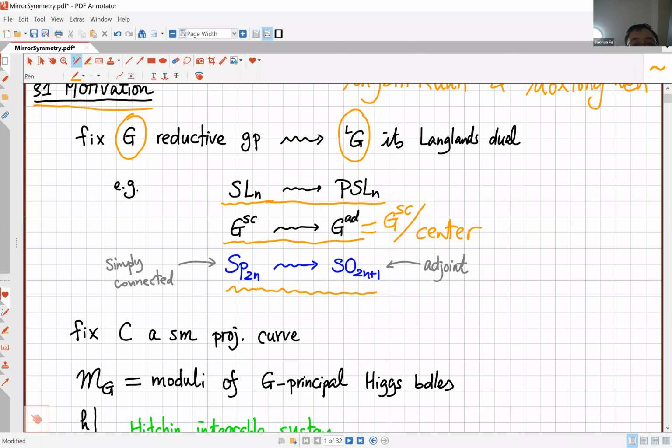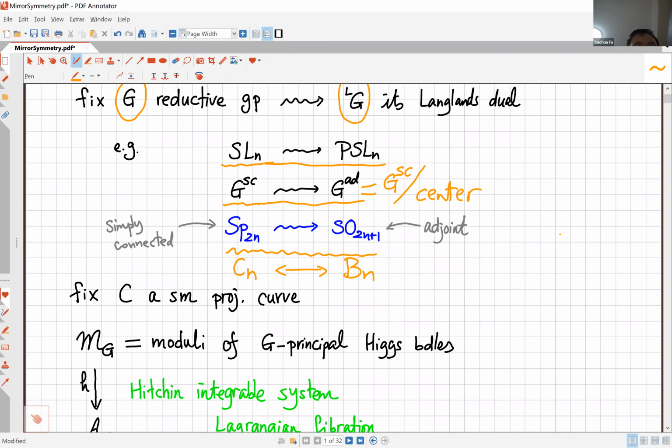So SP2N is simply connected. The Langlands dual is SO2n plus 1, which is an adjoint group. So type Cn is dual to type Bn. For other groups, the type will remain the same, except for type B and type C. So these two types will be our main focus.